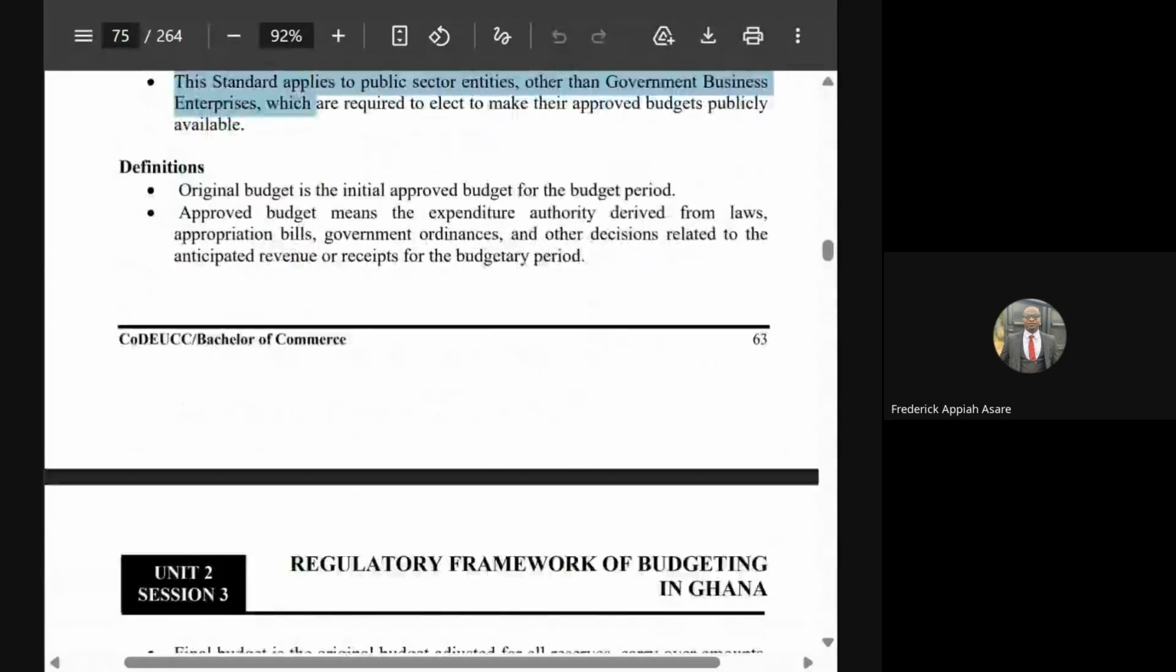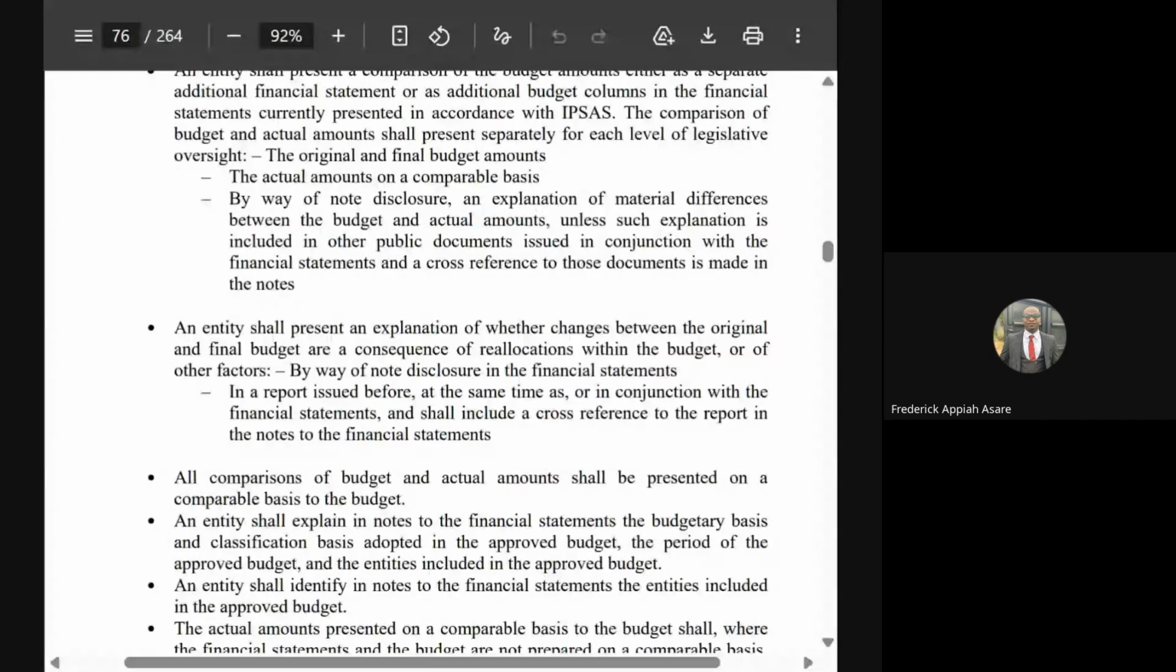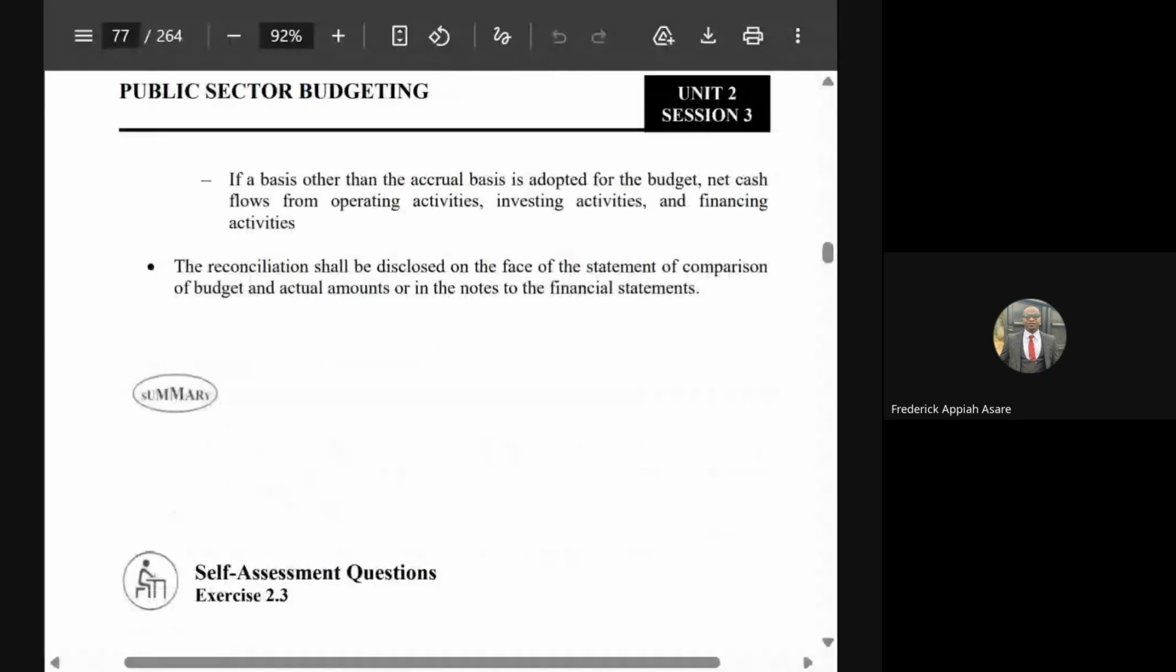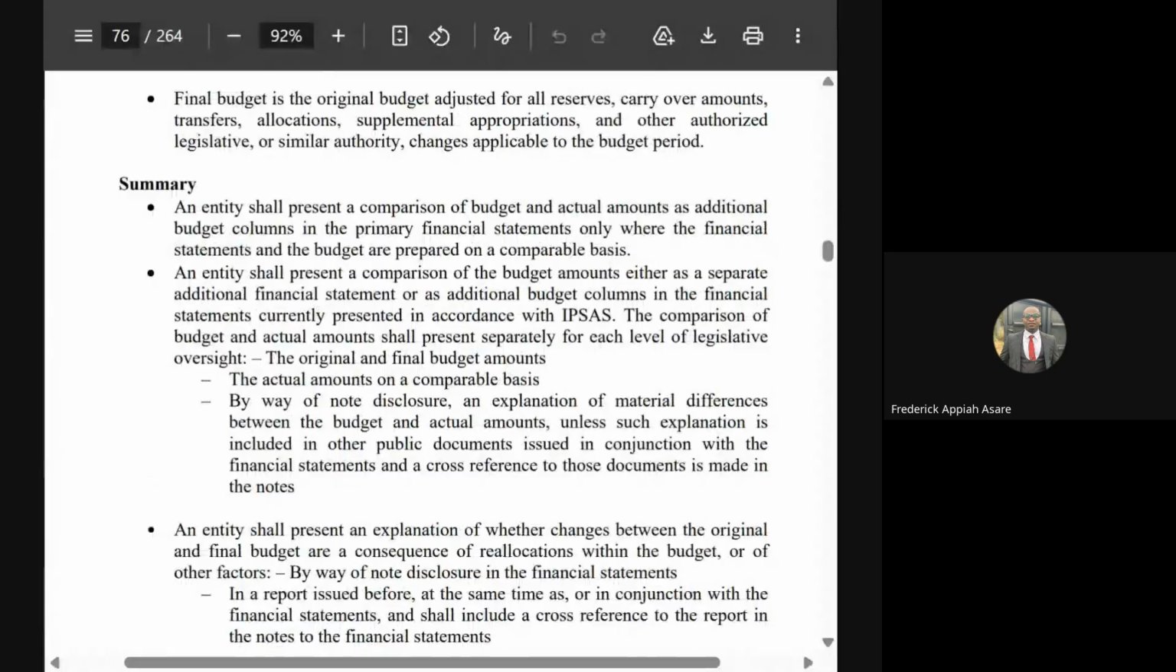It just gives you an idea of what you need to do under the preparation of the budget. So this is the summary of it. An entity shall present comparison of budget and actual amounts as additional budget columns in the primary financial statement, only where the financial statements and budgets are prepared on a comparable basis. So when you prepare your budget, it's always advisable that you add the actuals and the estimates as a comparison so that you can calculate the variances to see whether you did well, whether it was favorable or not favorable.